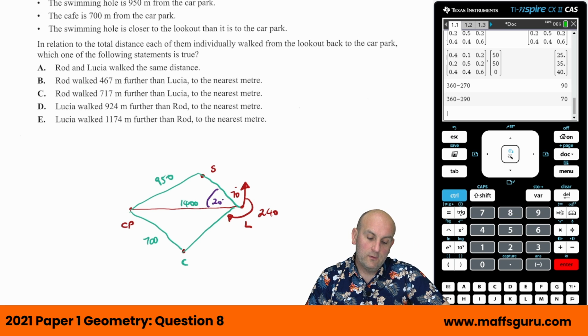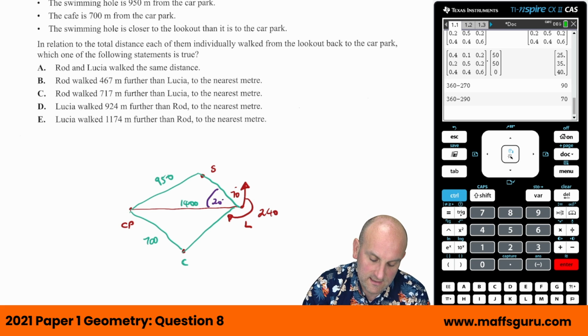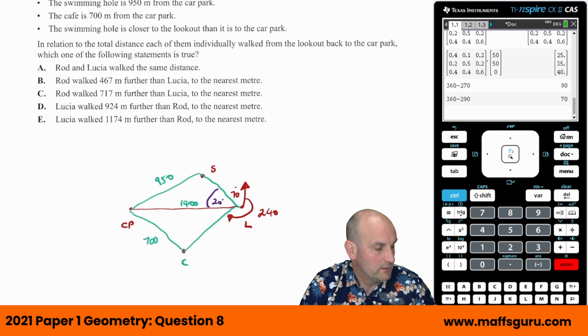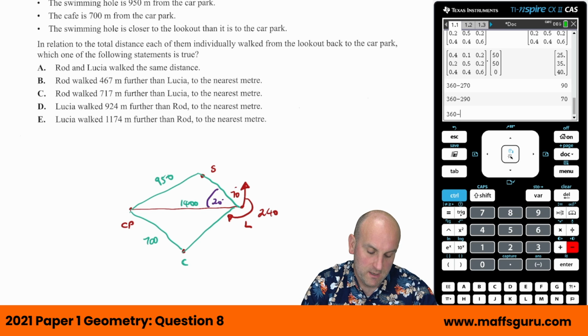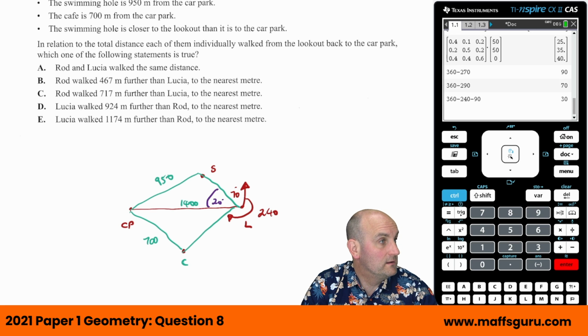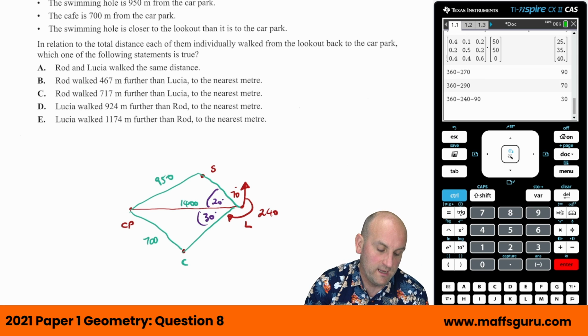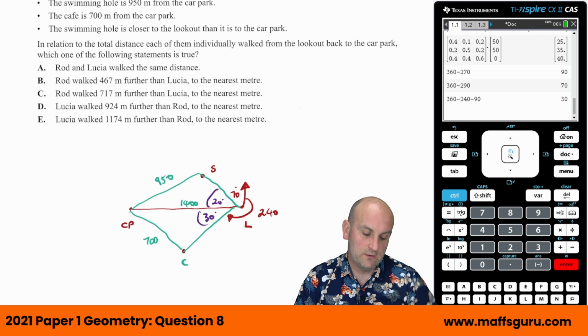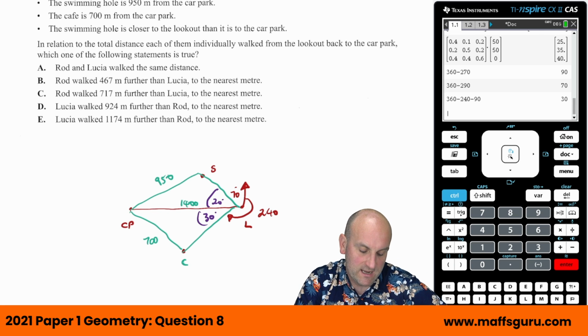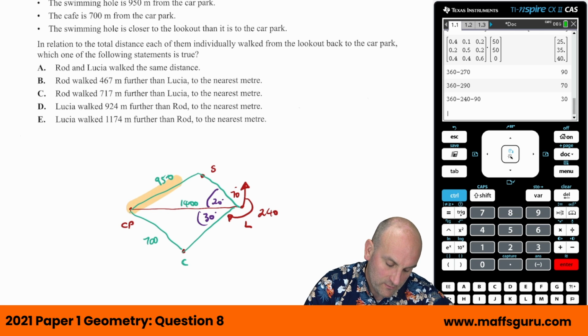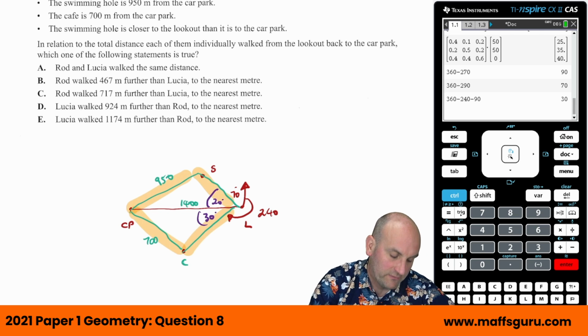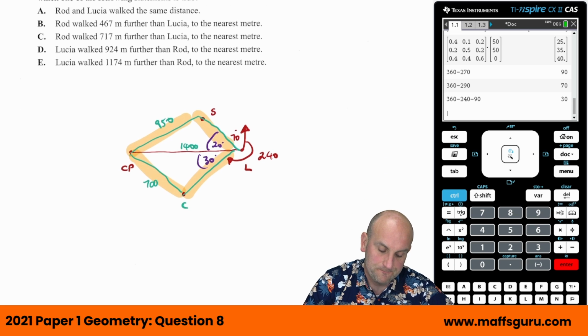What else can I do here? Well, I know that from all the way there to there is 240 degrees. So if I do 360 minus 240 minus 90, it gives me 30 degrees. So that angle there is 30 degrees. How is that going to help me? Well, we're trying to find, in relation to the total distance, what each of them walked individually from the lookout back to the car park. So we've got to find this length plus this length, or that length plus that length, and see what happens. All right, so let's do that individually.